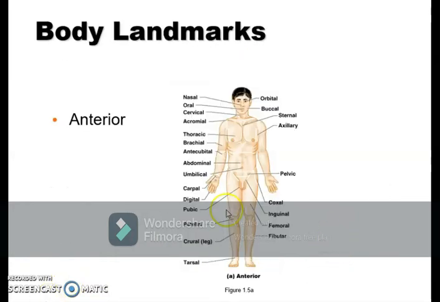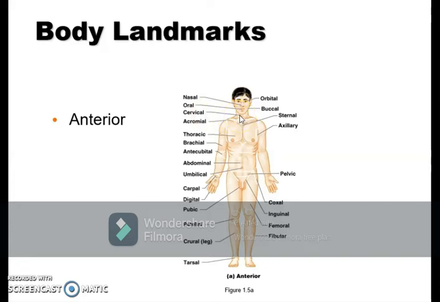So we have here an example of body landmarks. Now, body landmarks, again, when we say anterior, the front part of the body. So we have the nasal. When we say nasal, we are referring to the nose. Another one, oral. Oral means mouth. Cervical means the neck region.